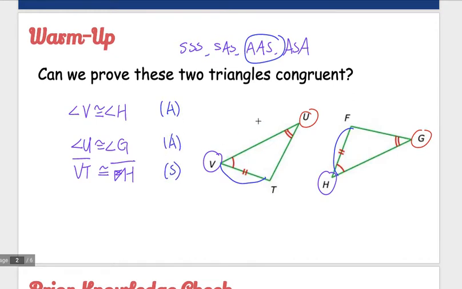Some students might argue, why not ASA again? In order to be ASA, the side has to be between the two angles here, which should be this one, which is not this case, so that's why it should be AAS.